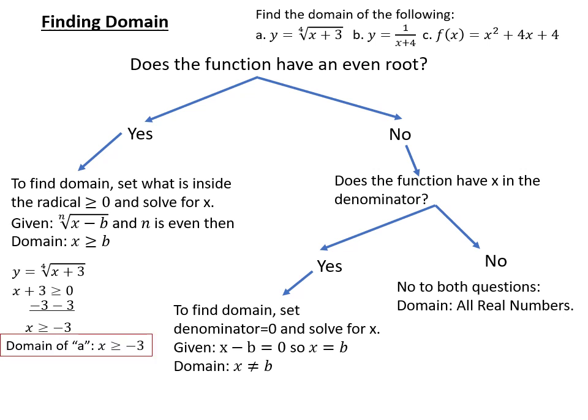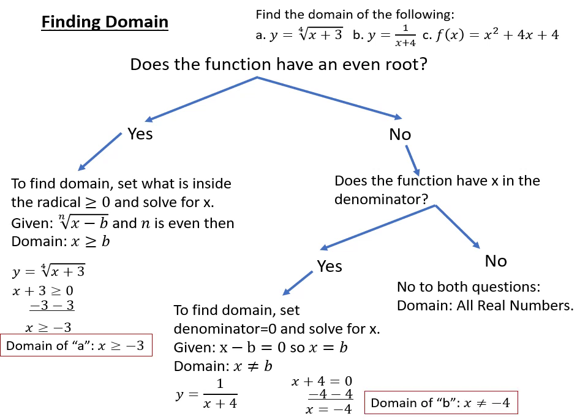B, does it have an even root? No. Does it have x in the denominator? Yes. So we come over to the middle part. We take that x plus 4, set it equal to 0. We solve. x equals negative 4 makes the denominator 0, so our domain is x cannot be negative 4. On C, f of x equals x squared plus 4x plus 4. Does it have an even root? No. Does it have x in the denominator? No. So its domain is all real numbers.